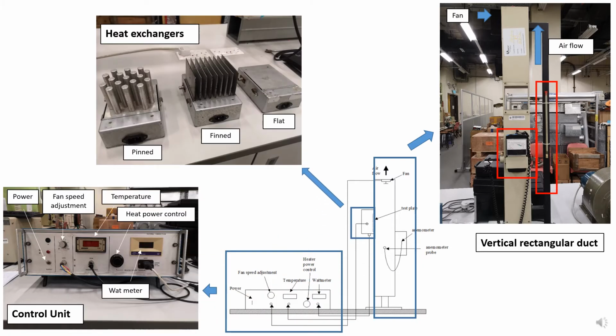Here are our three types of heat exchangers. They are the exchanger with a flat surface, with a pinned surface, or with a finned surface. In our experiment, the heat exchanger should be installed into the duct, and it needs to be connected to the control unit. This connection is the heat power supply connection. This is a temperature sensor to measure the surface temperature of the heat exchanger and display the temperature on the control unit.